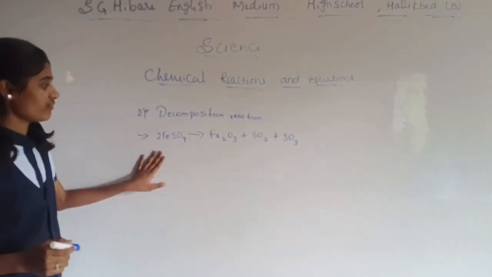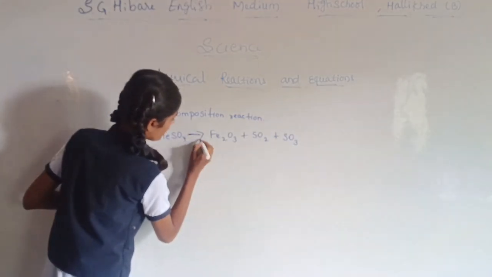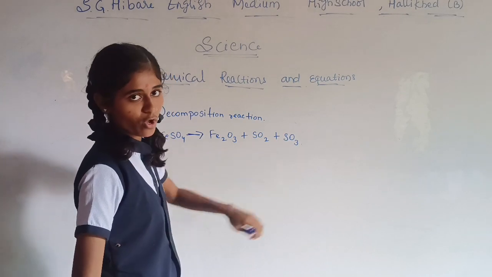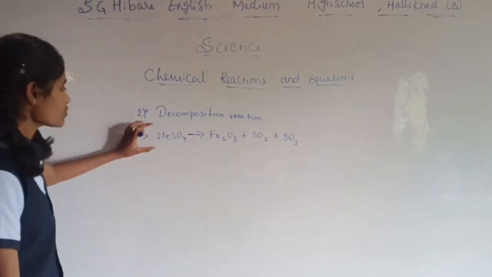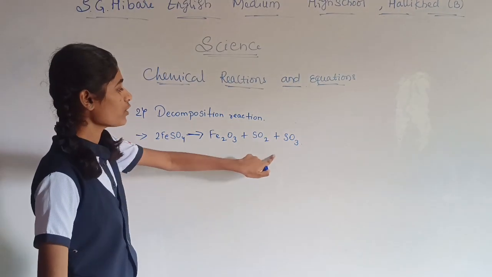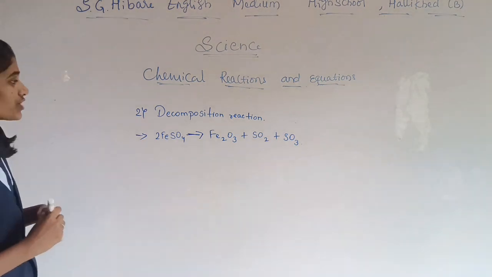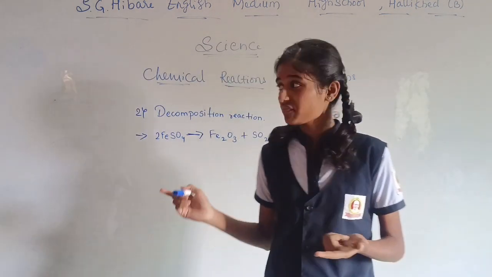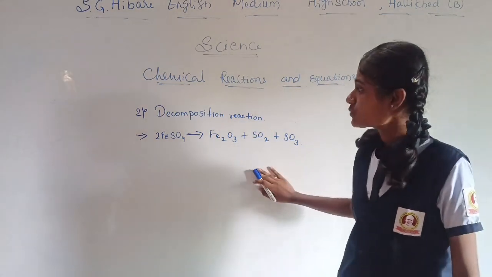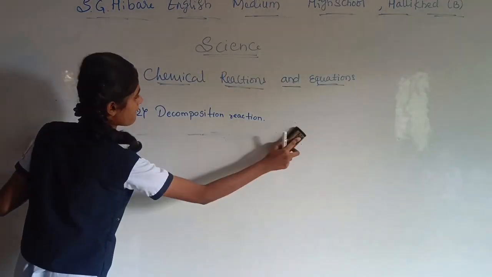it is ferrous sulfate. So ferrous sulfate is dividing itself to form ferric oxide, sulfur dioxide, and sulfur trioxide. Ferrous sulfate is a single reactant, and it is dividing itself to form two or more different products. So this is a decomposition reaction. In the decomposition reaction, the decomposition of the compounds takes place by different methods. So there are also types of the decomposition reaction. Now we'll go through one by one.